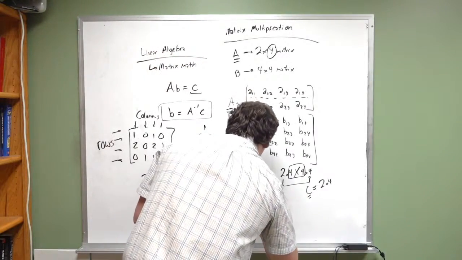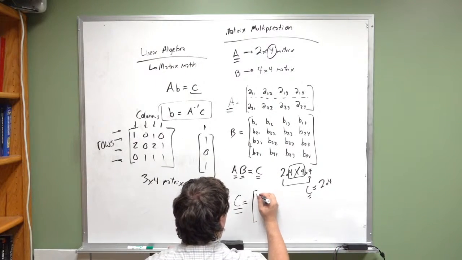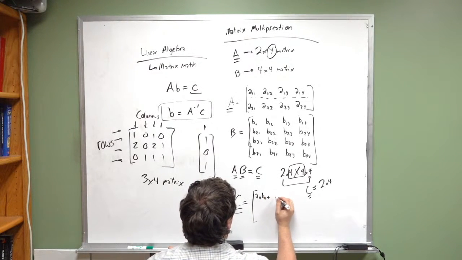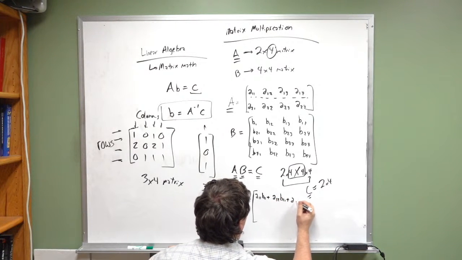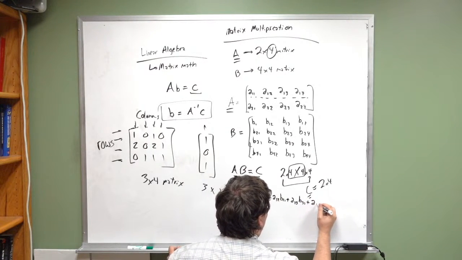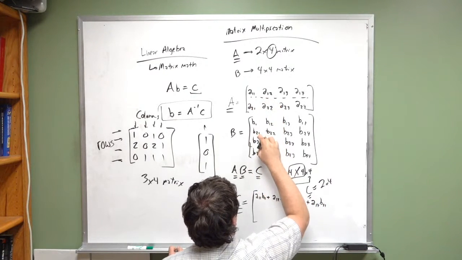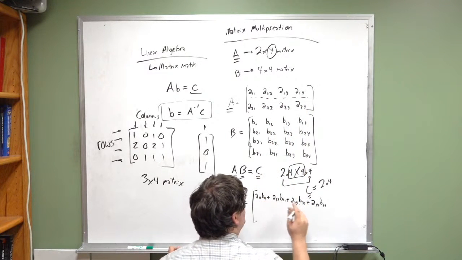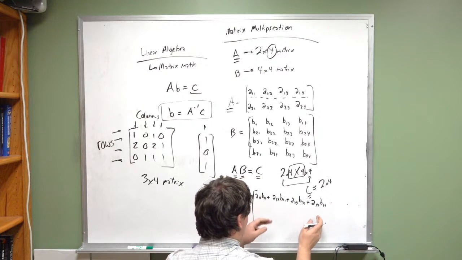So the values for C are going to look like this. It's going to be A11 times B11 plus A12 times B21 plus A13 times B31 plus A14 times B41. So it's this value times this value, this value times this value, this value times this value, this value times this value. And that is the first entry in C. I then have to do that 3 more times.